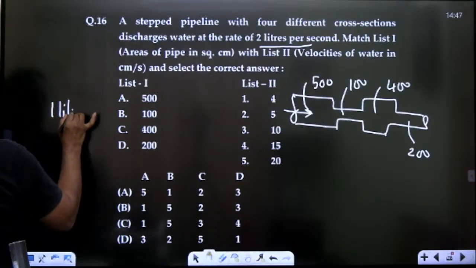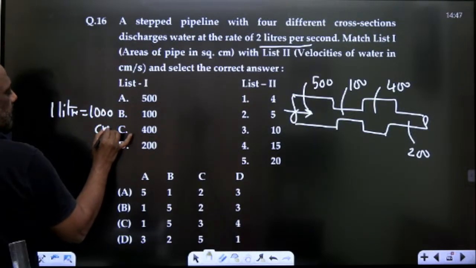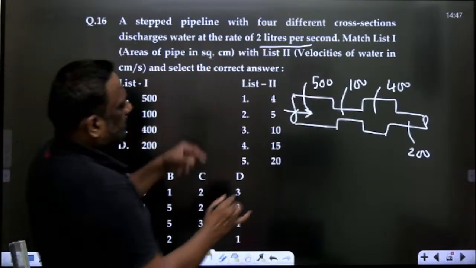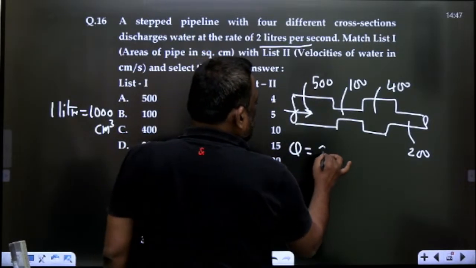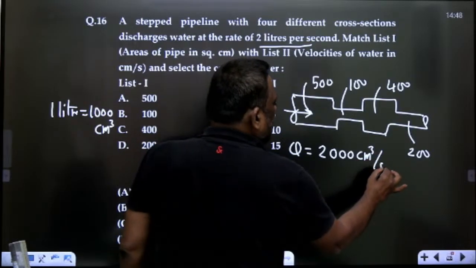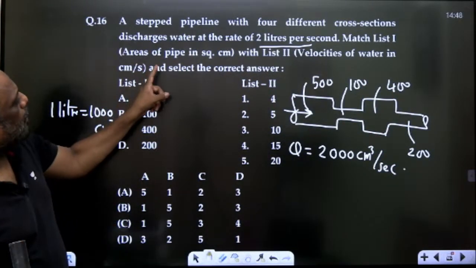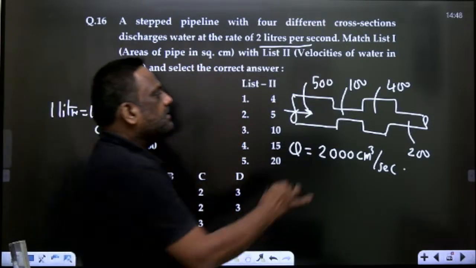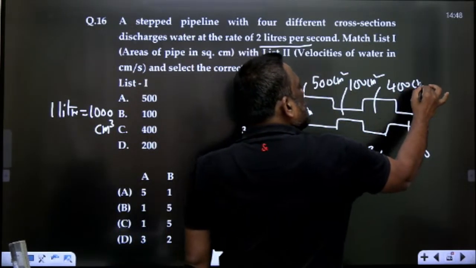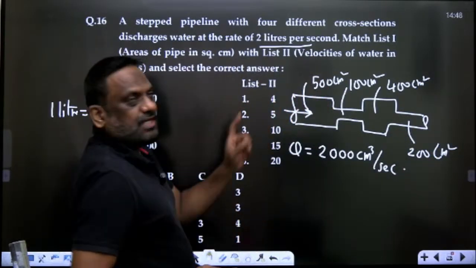1 liter is equal to 1,000 cubic centimeter. Correct or not, sir? 1 liter is 1,000. So 2 liter means what is the discharge, sir? It is 2 liter means 2,000 centimeter cube per second. And the areas are also given in square centimeter. Now, everywhere discharge should be constant.